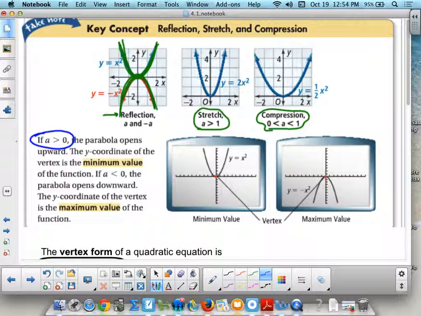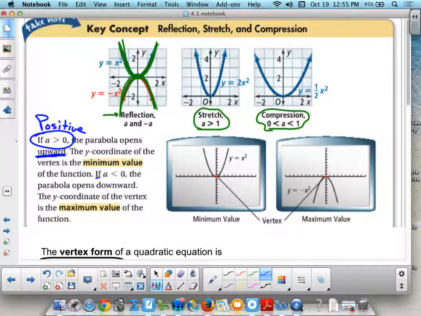What does this mean? If A is greater than 0? It's more than 0. What kind of numbers are more than 0? 1, 2, 3. You were supposed to tell me positive. If A is greater than 0, the parabola opens which way? Upwards. You got a parabola going up. Also, this is important, the y-coordinate of the vertex is the minimum value of the parabola.